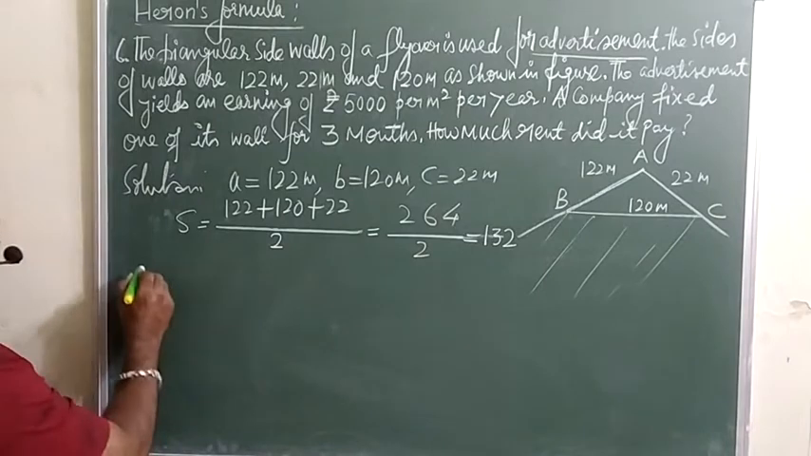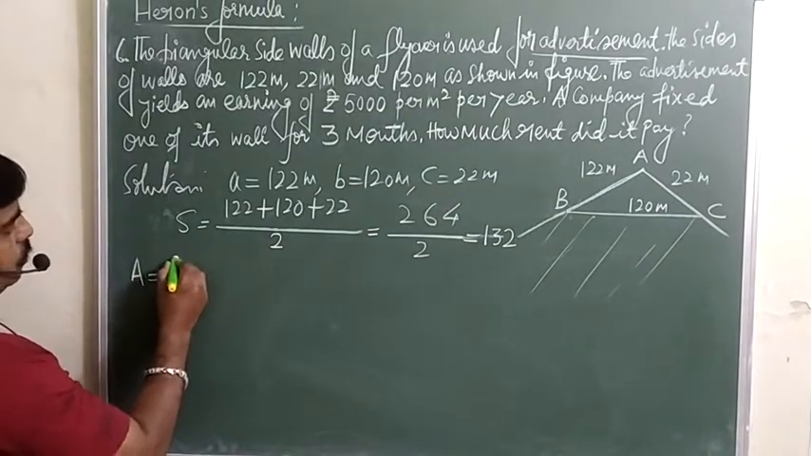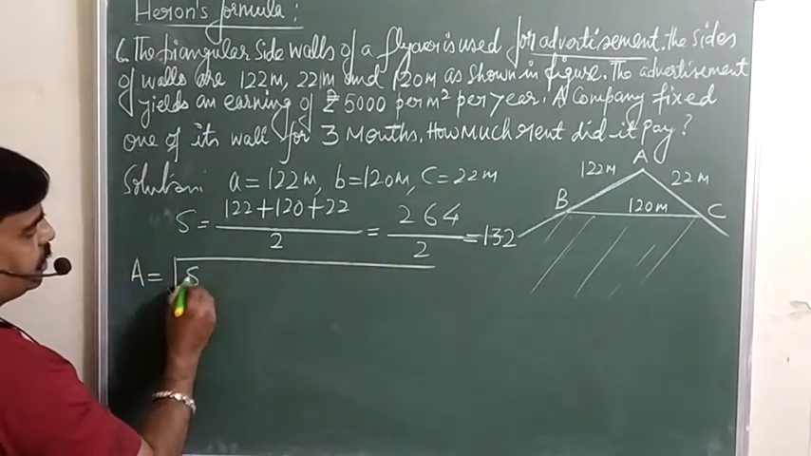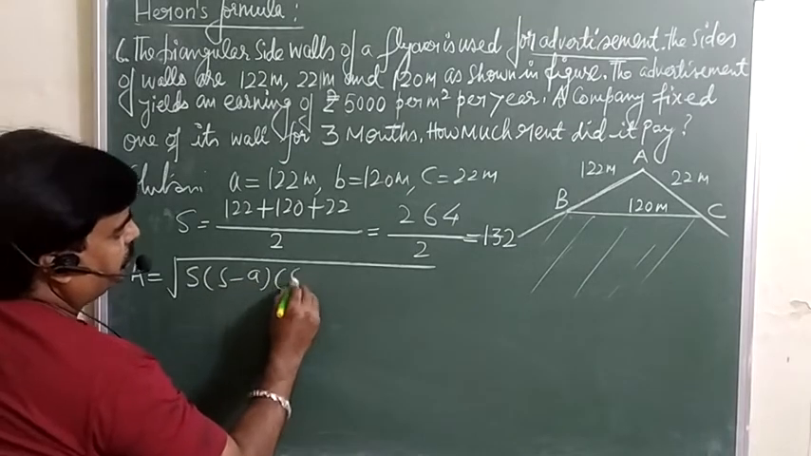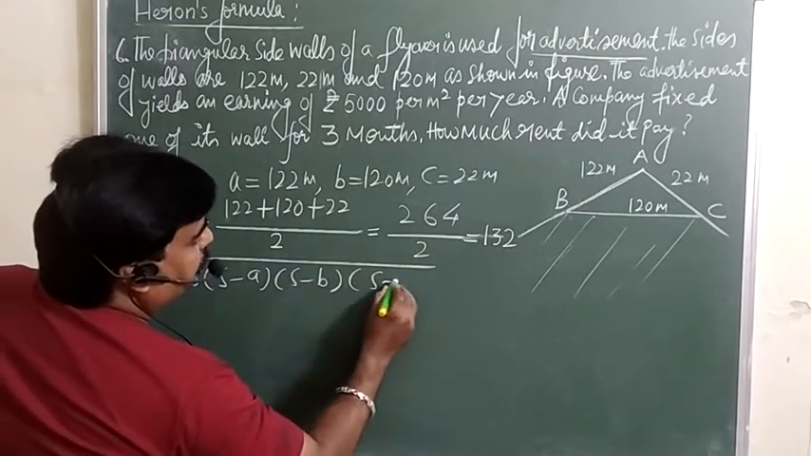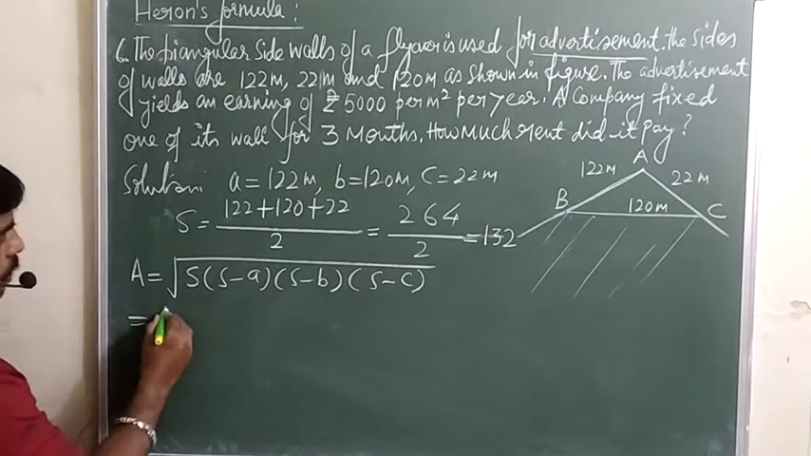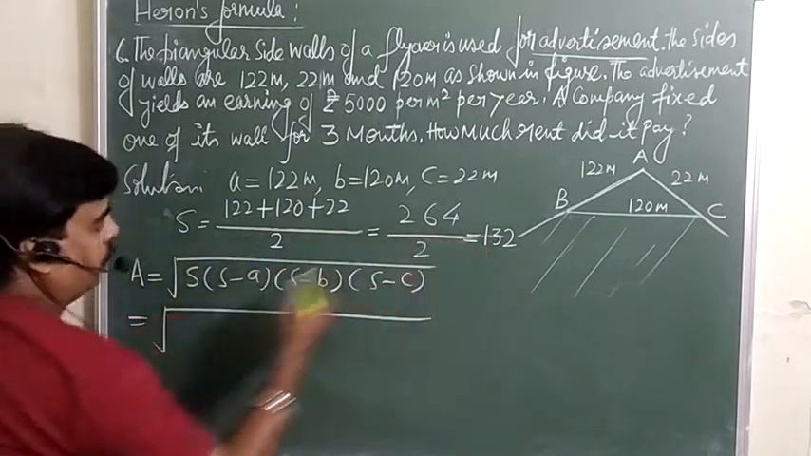Now you can find out the area of this one. Directly you can do area is equal to under root S, S minus A, S minus B, S minus C. This is equal to under root. Where S is what? 132.